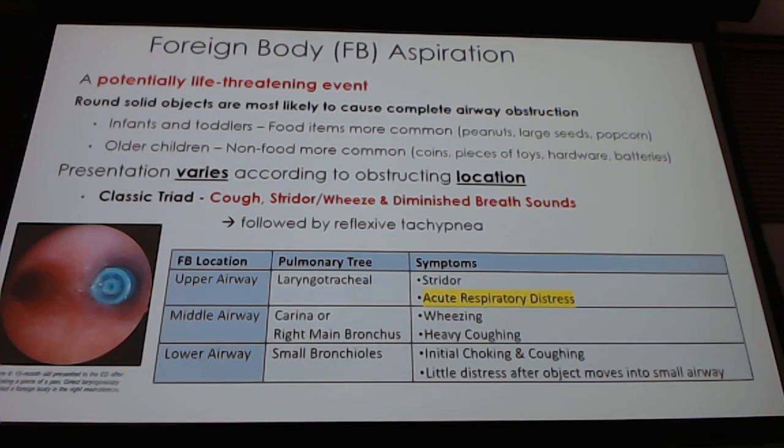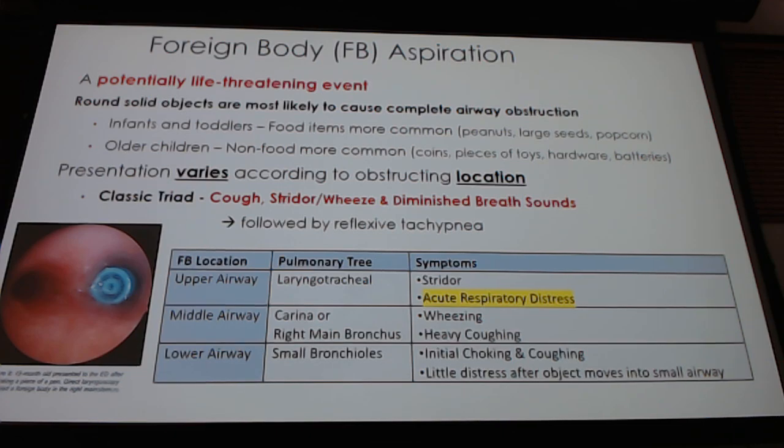So anyway, we get to hear these three areas. If it gets down to the lower airway, you probably will just have a history of initial choking and coughing. And then as it gets down into that area, say it's a small enough object that it makes its way down into the small bronchioles, the patient might not be gasping for air, you might not hear stridor, you might not see that choking response or that coughing response.